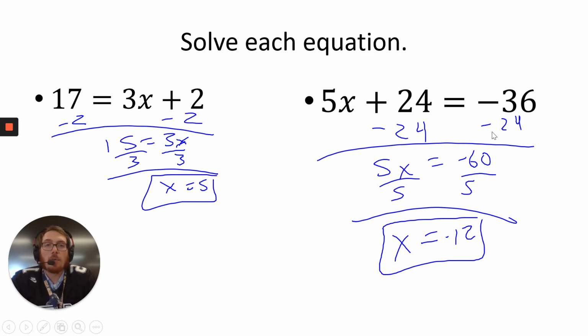On the second one, subtract 24 on both sides. Remember on the right side here, these should both be negative. Then divide by 5, and you should get an answer of negative 12 when you take negative 60 divided by 5. Your work when you're turning things in should look like that.